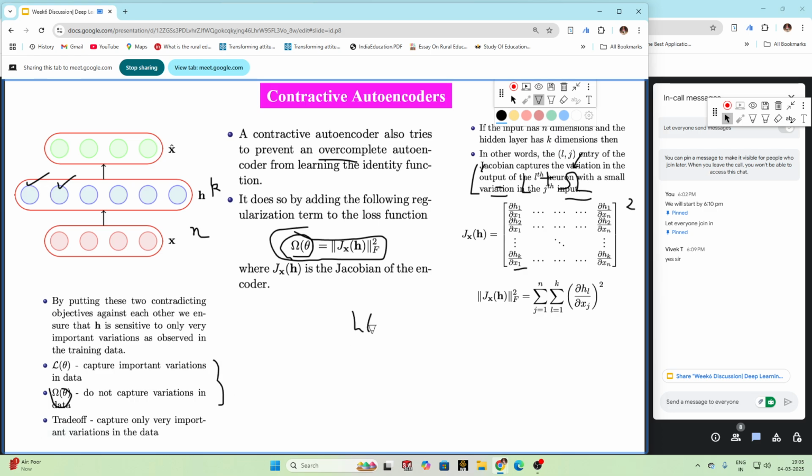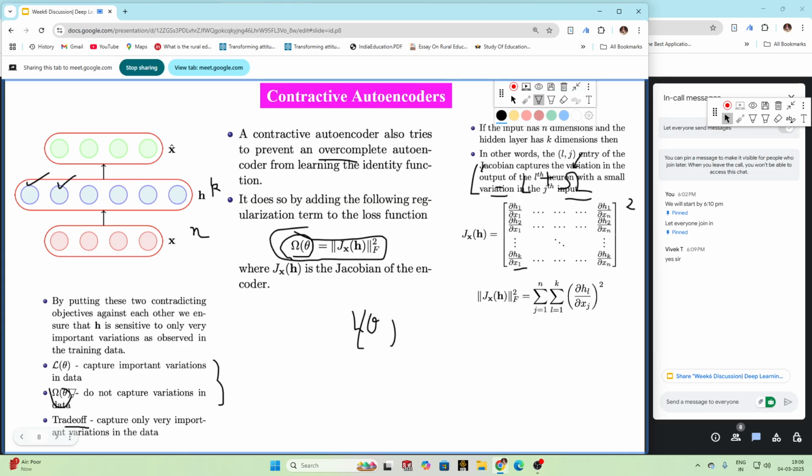So earlier we have L theta, which captures important variation of data. The more variation it captures, the more the model will generalize. Now what our sigma theta does is it does not capture variation in data. So that is sigma theta. So we have to do a trade-off.